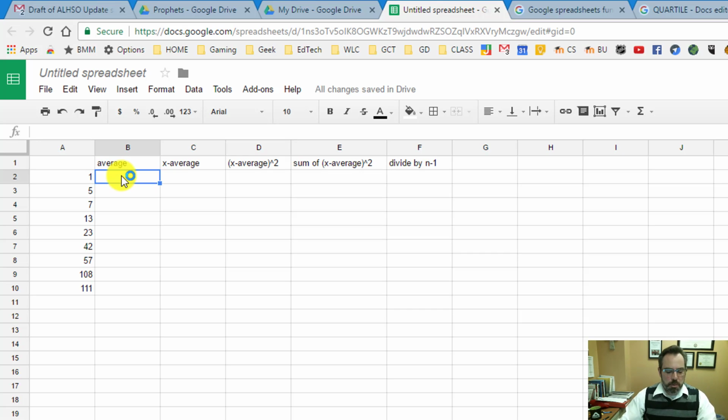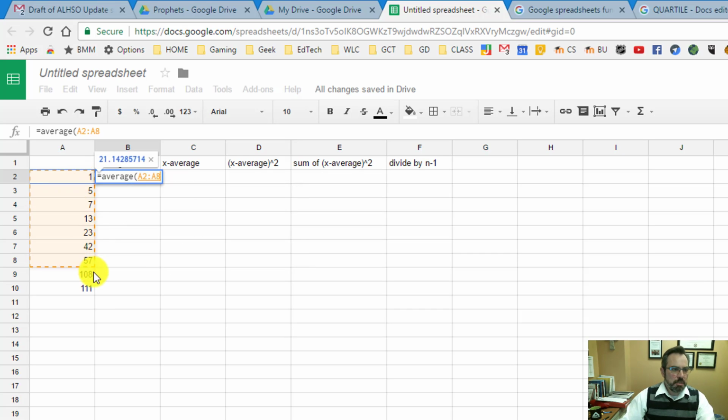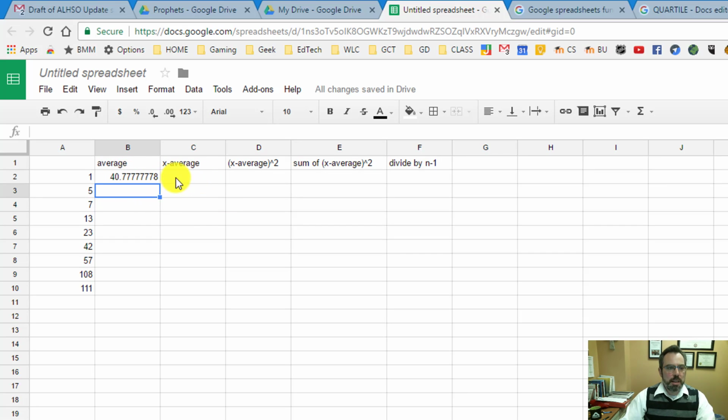So the first one, I'm just going to use the average formula. There's actually a standard deviation formula, but I'm just finding the average of that set of numbers. So it's 40.77. I'm going to round this off, so it's a little bit off. I could use that data, but that'll make one of these steps a little bit more complicated. I'll show that later. What I want to do is I want each one of these numbers minus 40.77.